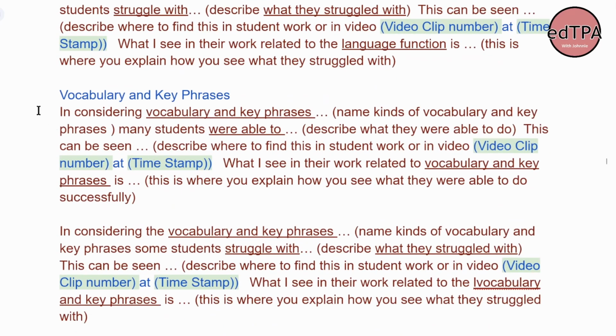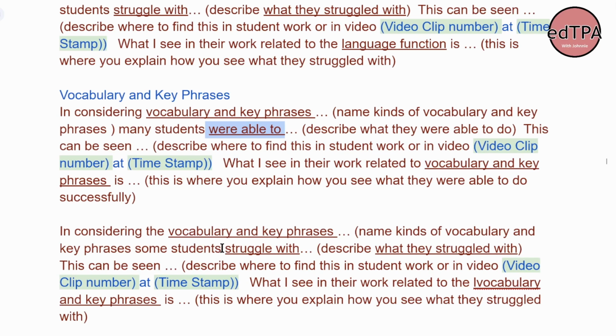Vocabulary and key phrases. Again, it's going to be a similar structure. Vocabulary and key phrases. In considering vocabulary and key phrases, name the kinds of vocabulary and key phrases many students were able to. Describe what they were able to do. This can be seen. Describe where to find this in student work or in video clip number at timestamp. What I see in their work related to vocabulary and key phrases is, this is where you explain how you see what they were able to do. So same structure as before. This is vocabulary and key phrases, what they were able to do.